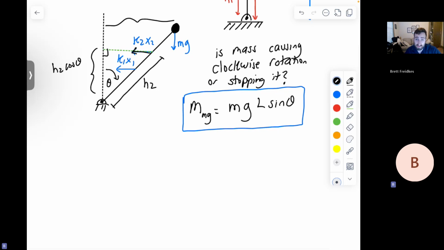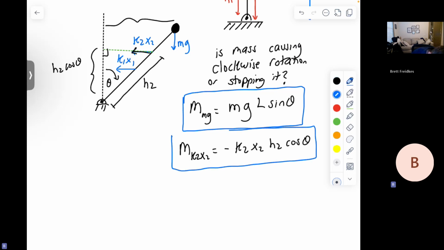And is this causing rotation, helping the clockwise rotation, or is it limiting it or stopping it? And we see that this is trying to, about this pin, it's trying to go this way. This is acting opposite the motion. It's trying to restrict it. So this is going to be a negative moment. So M of K2, X2, this is going to be the force, K2, X2, multiplied by the moment arm, which is H2 cosine of theta, with a negative sign.